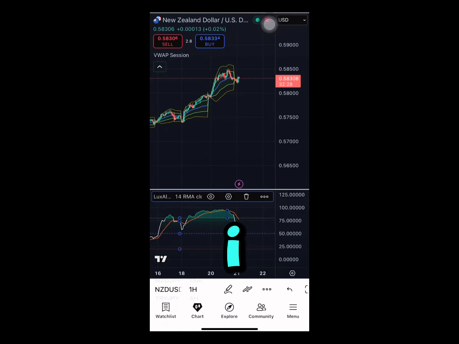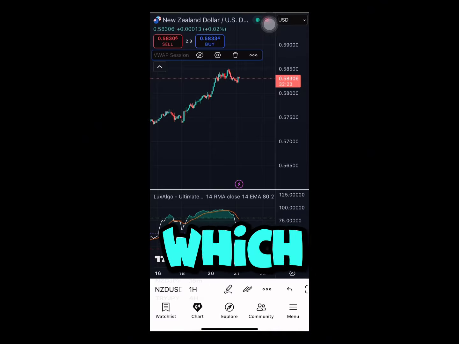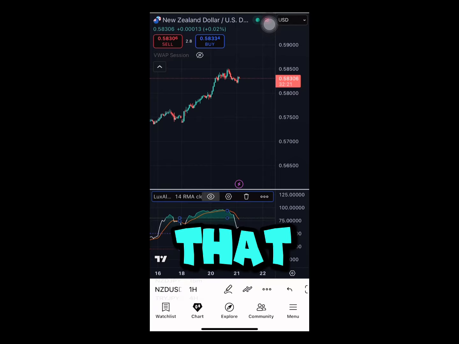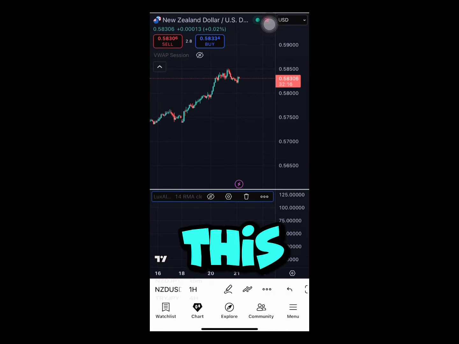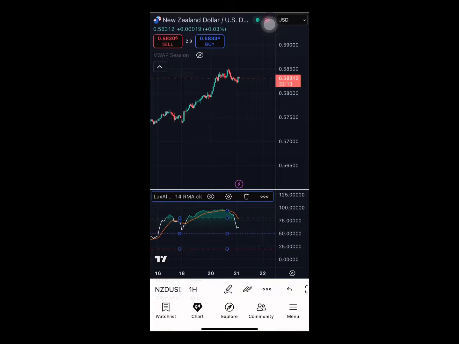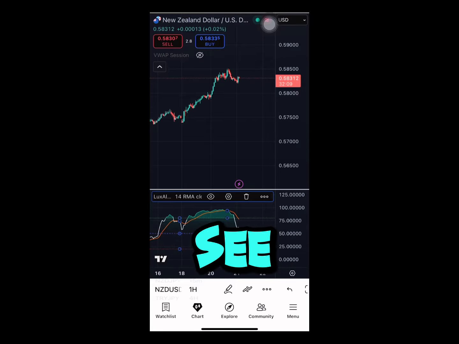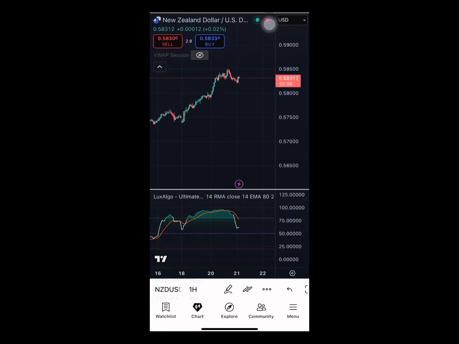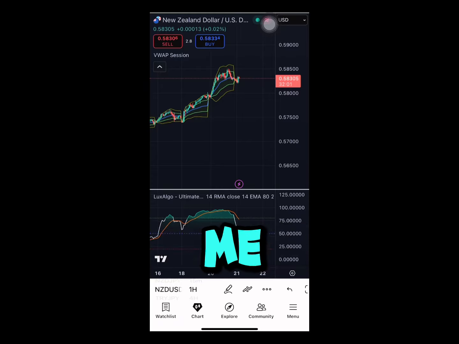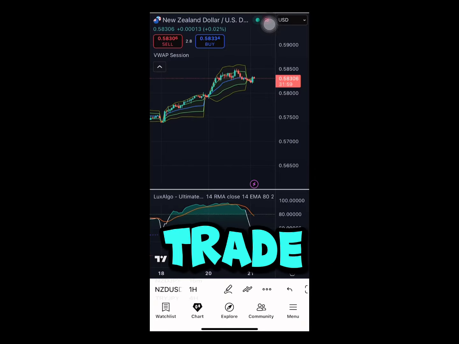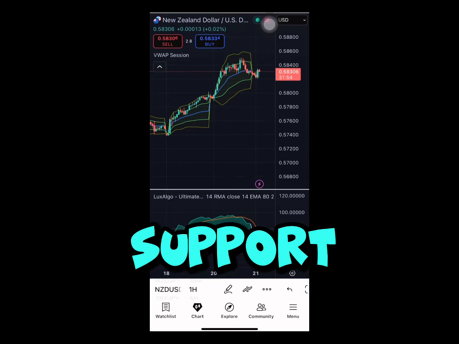So at the bottom, I selected the RSI, and here at the top is the VWAP, which is an acronym for something. And when you take that off, it looks like that without either of the indicators. This is what price looks like. The RSI is helping me see the momentum of the trade. You see how it follows. And the VWAP is helping me predict the direction by showing me certain parameters while the trade is moving, which acts as dynamic resistance and support.